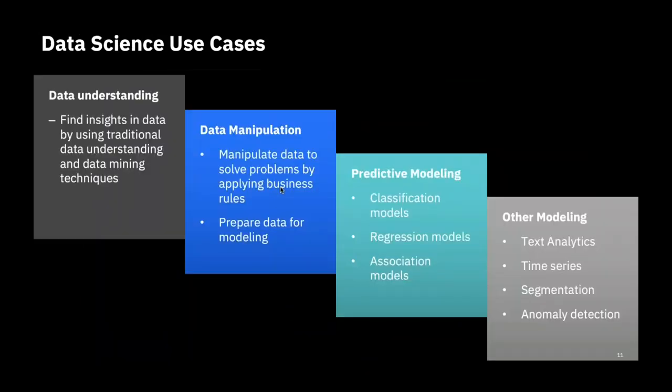Now, all the data science use cases that we just saw are implemented with a specific set of steps. The most common steps highlighted here are data understanding, data preparation, modeling, and deployment. All of these can be implemented in modeler flows within Watson Studio, as well as using open source technologies within Watson Studio and Watson Machine Learning.